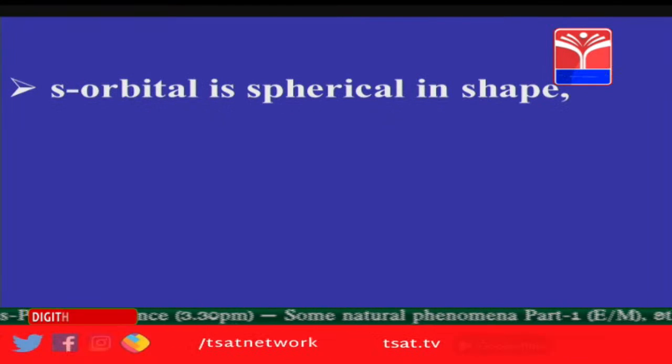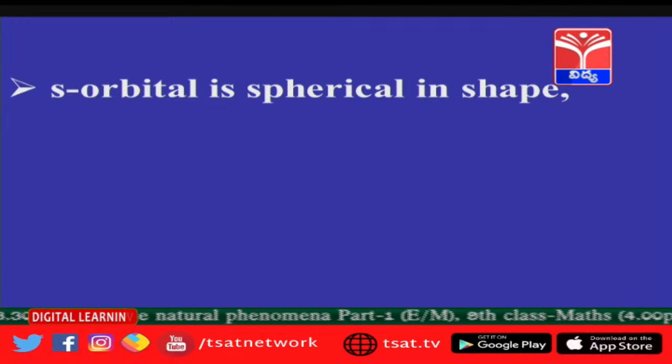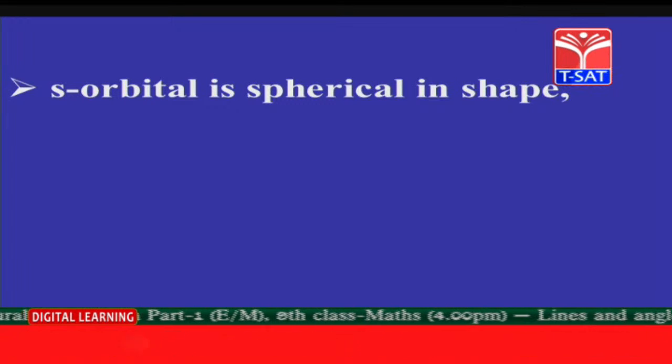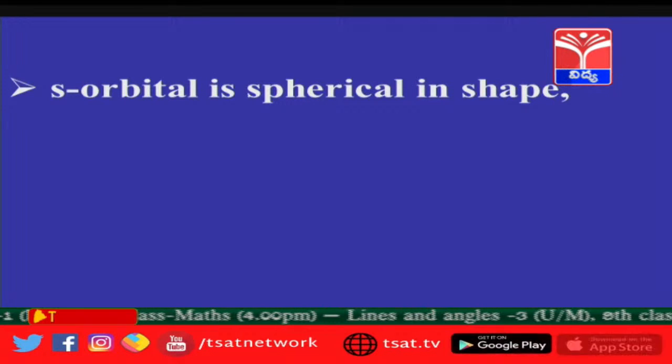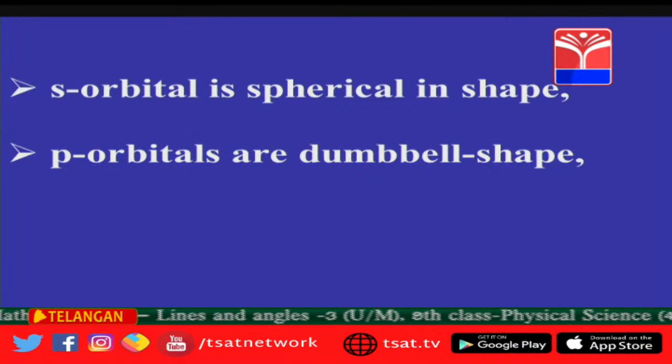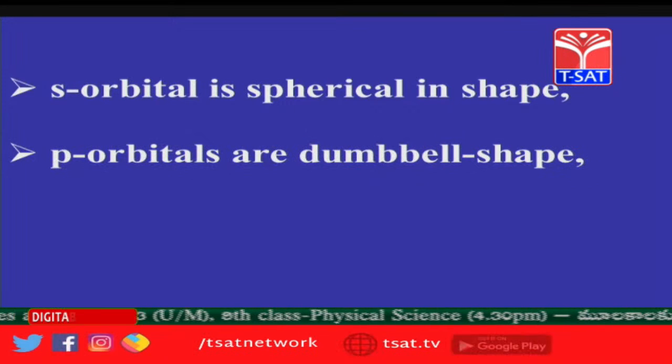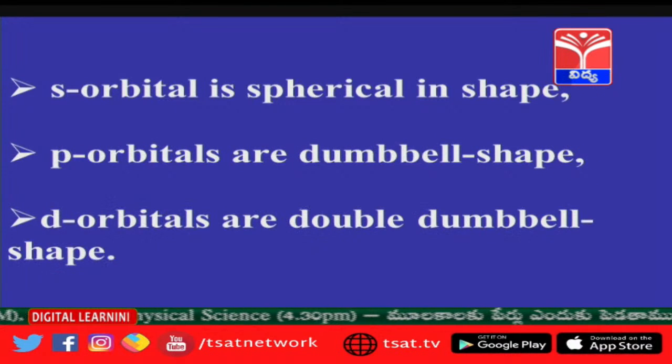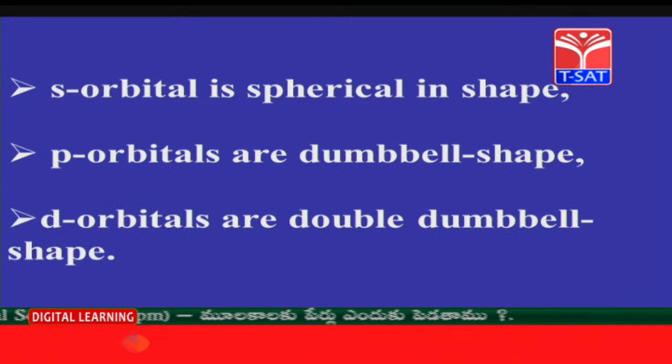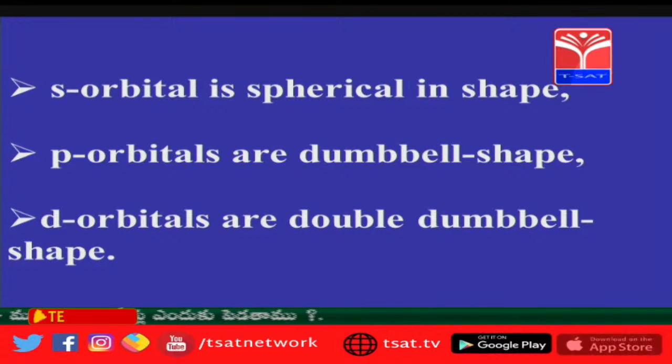Magnetic quantum number explains the shape of orbitals. S orbital is spherical in shape, p orbitals are dumbbell in shape, d orbitals are double dumbbell in shape. Similarly, f orbitals are complex in shape.